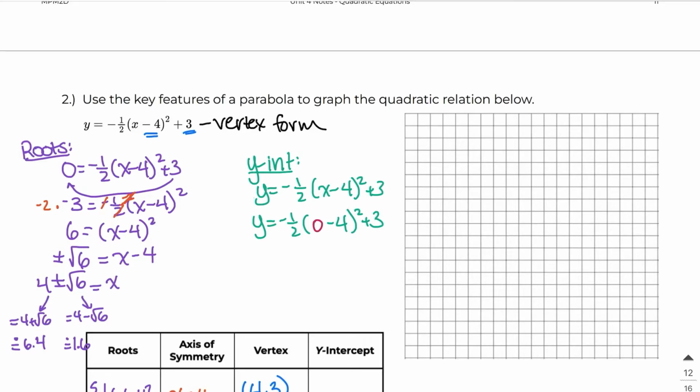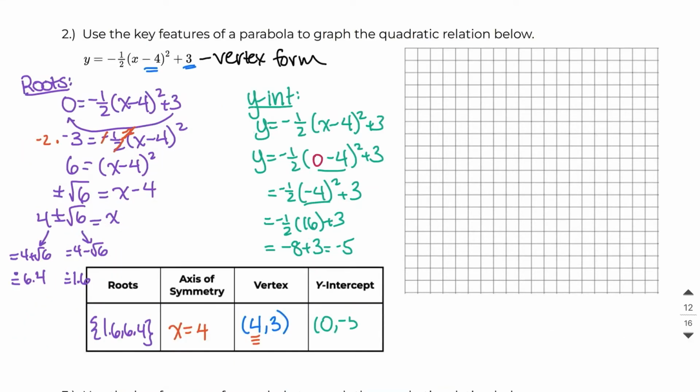And this right here, 0 minus 4 is negative 4. So I'm going to square negative 4, and negative 4 squared is 16. And then half of 16 is 8, but this is negative half of 16, so I get negative 8. Add 3 to it, I get negative 5. So my y-intercept is at (0, negative 5). And now we have enough information to be able to graph out our parabola.